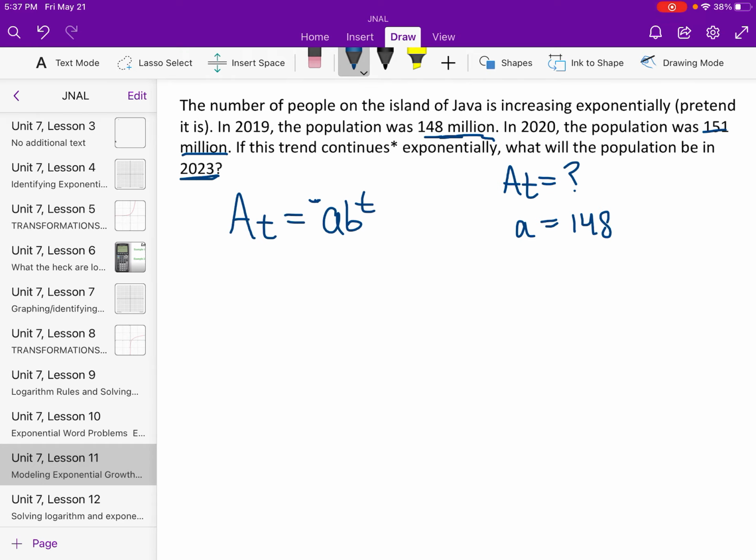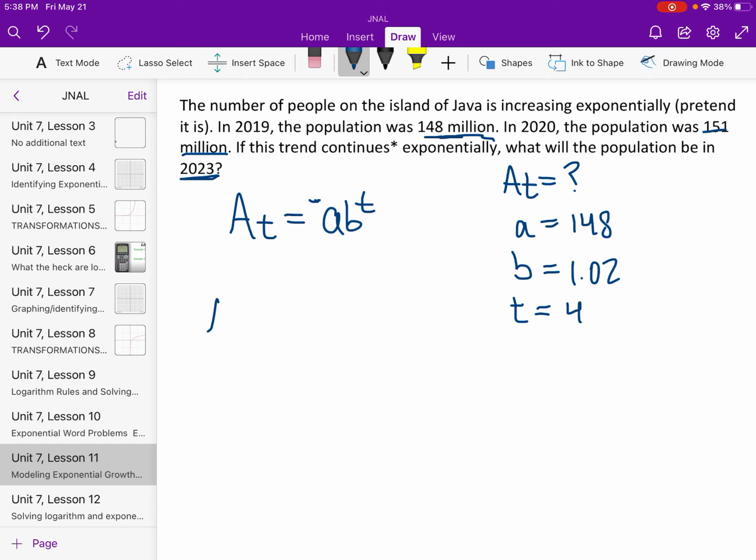So obviously that doesn't even appear to be growing exponentially because it only grew that much. So 1.02, we'll just say that. T, what is t going to be? Well, I said years since a. Well, the starting year was 2019, the ending year is 2023, so that's 4 years.